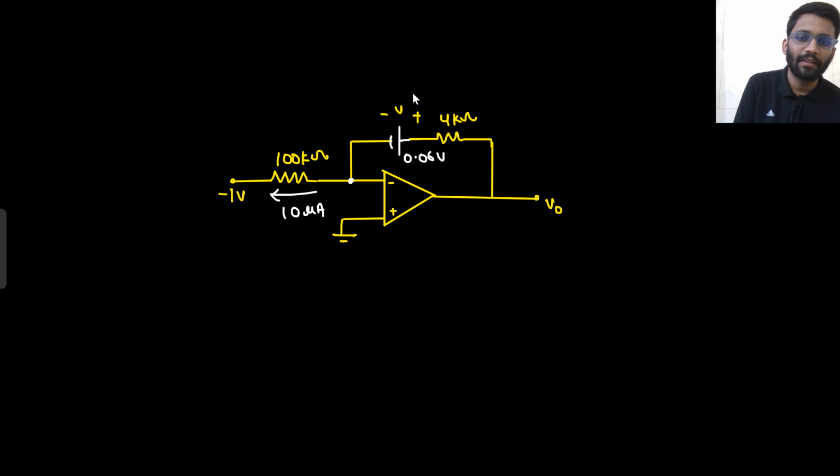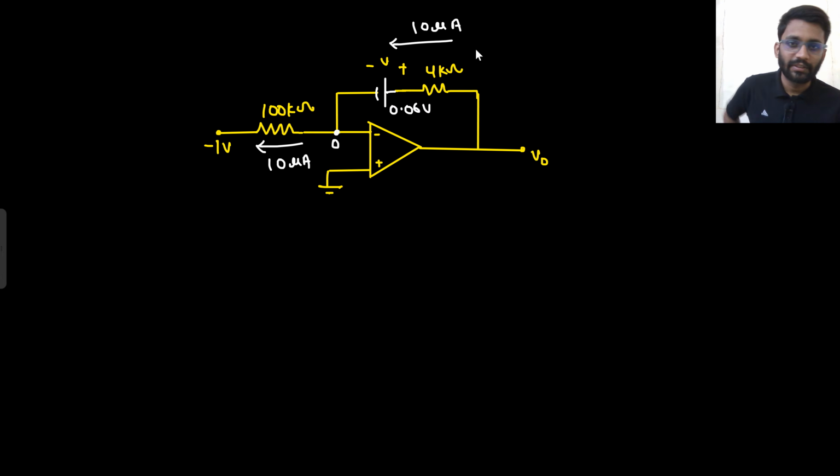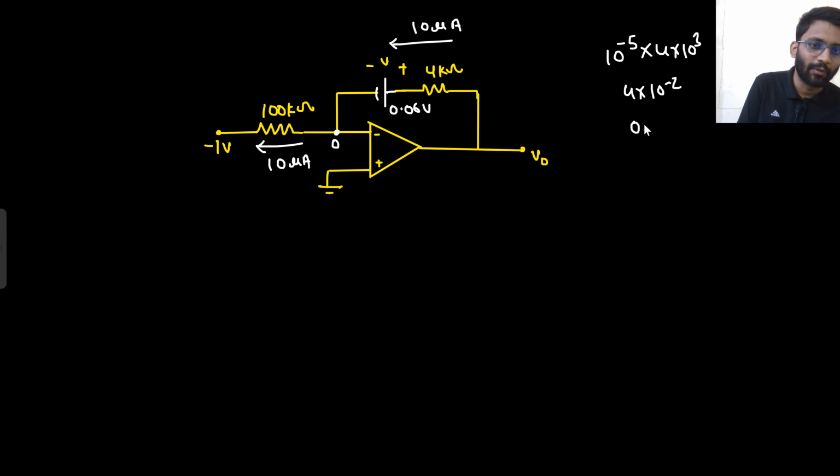And what is the current flowing here? The current we already know, that is 10 microampere. Now this node is already at 0. Your target is to find the V0 value. This 10 microampere current is flowing through the 4 kilo ohm as well. So what will be the voltage drop across 4 kilo ohm? 10 micro means 10 to the power minus 5 into 4 kilo, 4 into 10 to the power 3, so that would be 4 into 10 to the power minus 2. It would be 0.04. Say yes or no. The drop will be 0.04. Since the current is flowing from right to left, this will be the voltage drop.